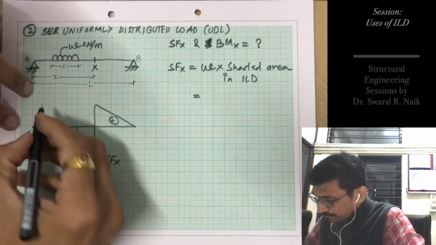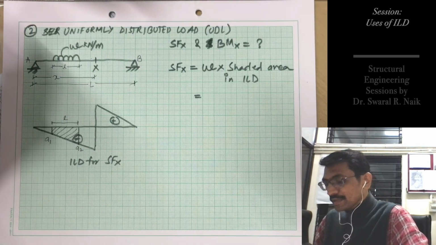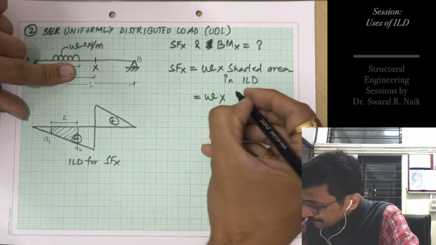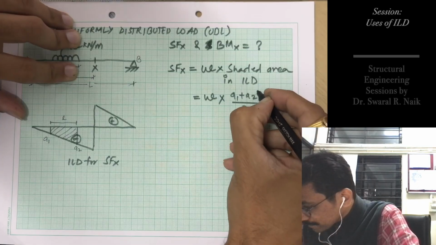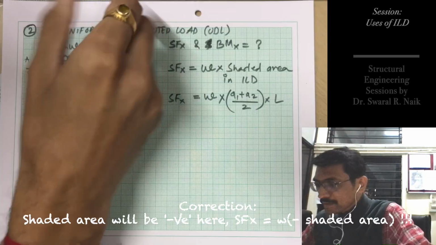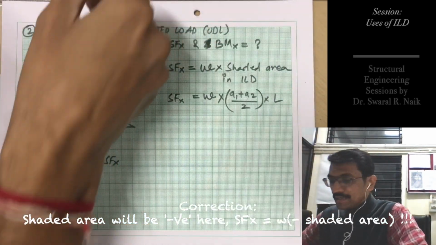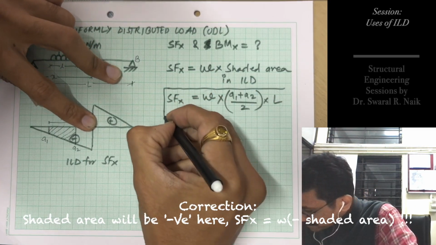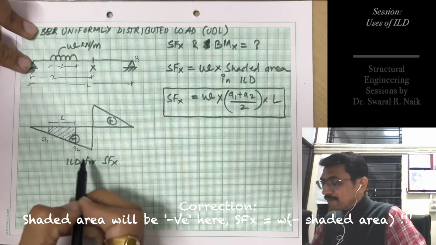So if we see in our case, what is that shaded area? This length of UDL is L. So this is a trapezoid. So what is the area of trapezoid? Shear force at X will be nothing but intensity of load into A1 plus A2 by 2 into L. So this is UDL and this is the shaded area. So SFX is nothing but intensity of UDL multiplied by the area of ILD for that function covered under that UDL.